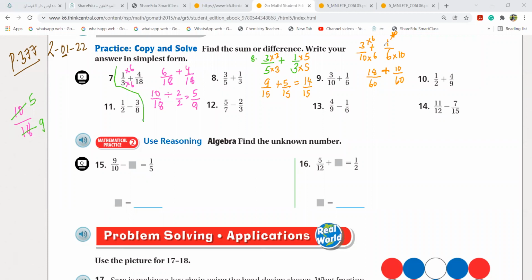Girls, this is 60, girls. This is times 10 here. Please use your sticky note or your notebook.